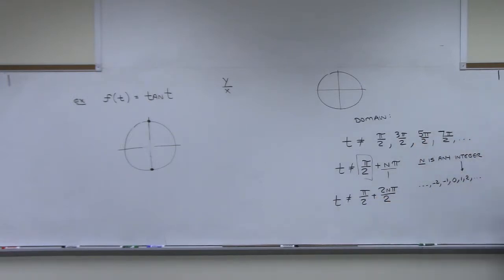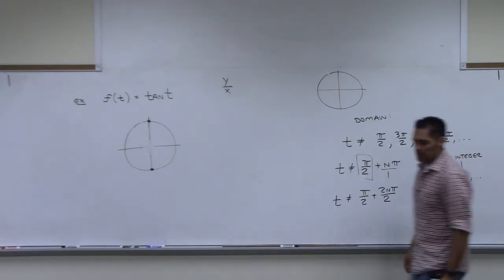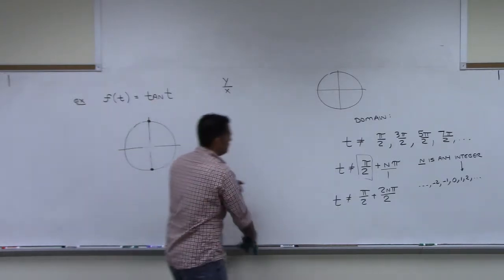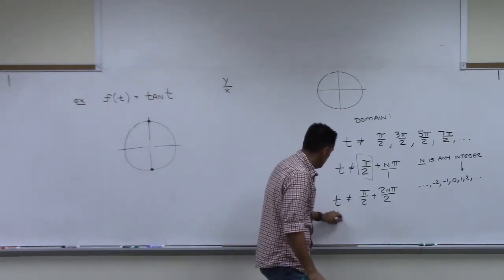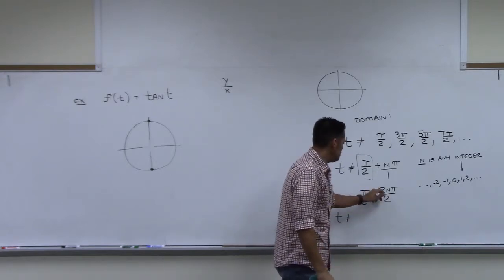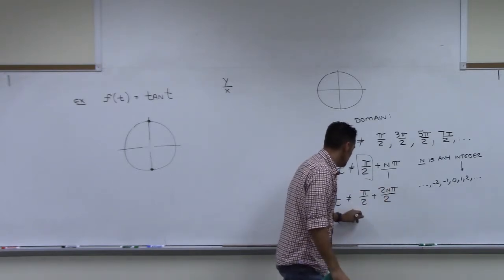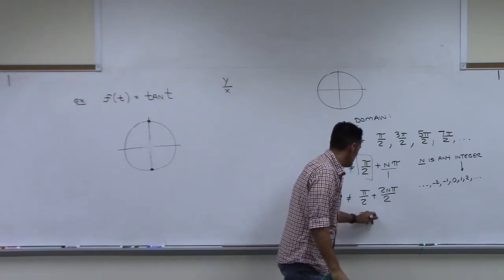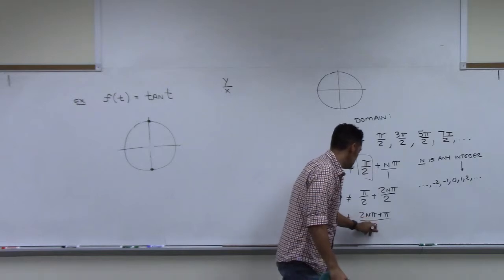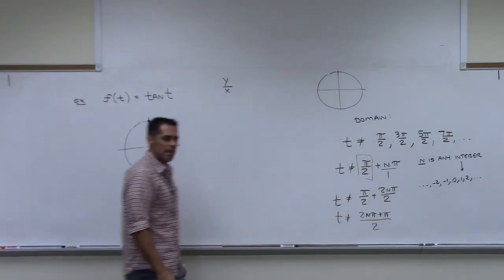Now I can put them together, and that would mean t, I'll leave it, t cannot be, what's pi plus 2n pi? Well, you can't put those together. It's 2n pi plus pi over 2. I know that looks strange, but that's what that is, right?